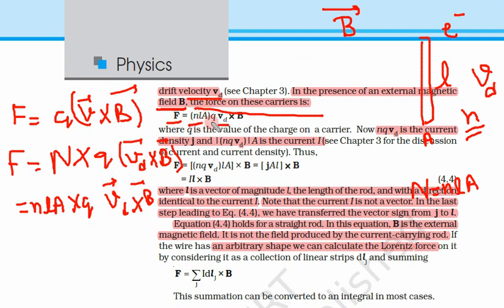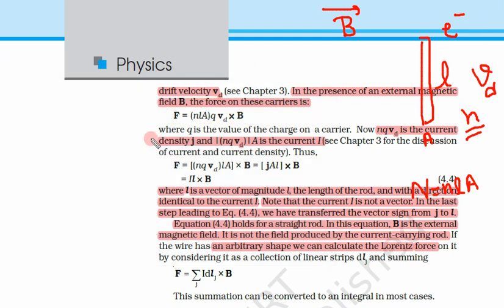Force is equal to n L A, which is capital N, Q, Vd cross B. V is simply changed by the drift velocity Vd. So this is the total force on the charge carriers. Now here Q is the charge on a carrier, and what is n Q Vd? That is simply the current density J.